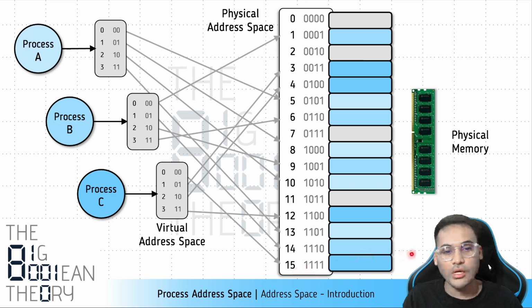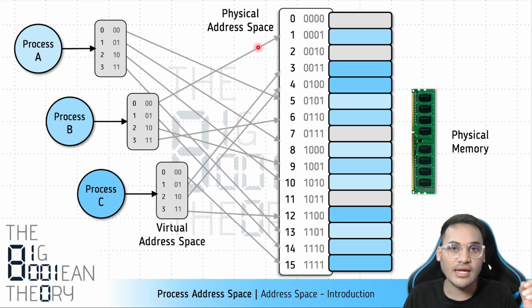Okay. So now let us recall what the address space is and why we have the address space. As you can see, first of all, this is the physical memory and it is 16 bytes long. You can see the addresses are starting from 0 and going till 15. This set of addresses that you see for this physical memory is called the physical address space.